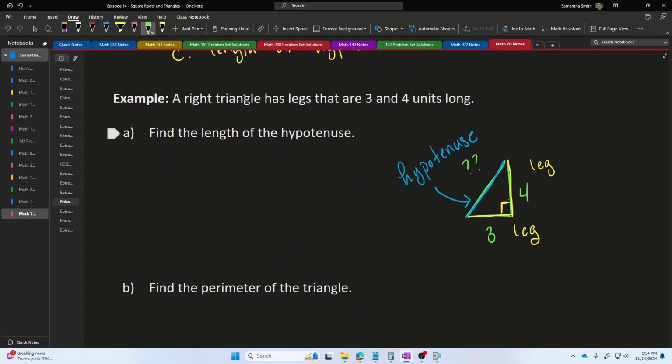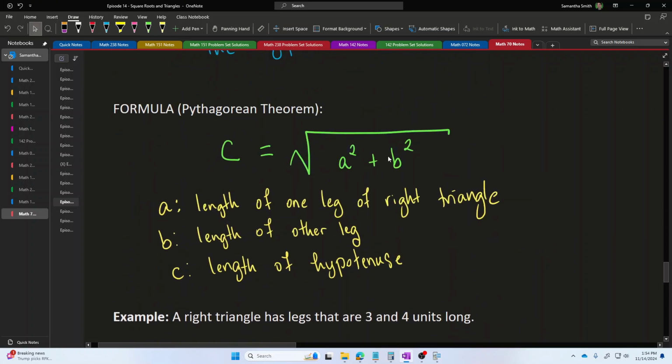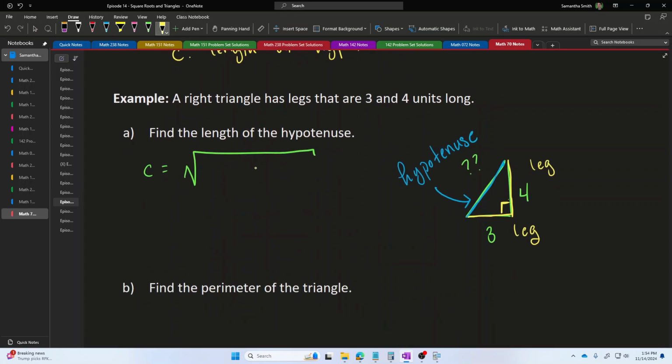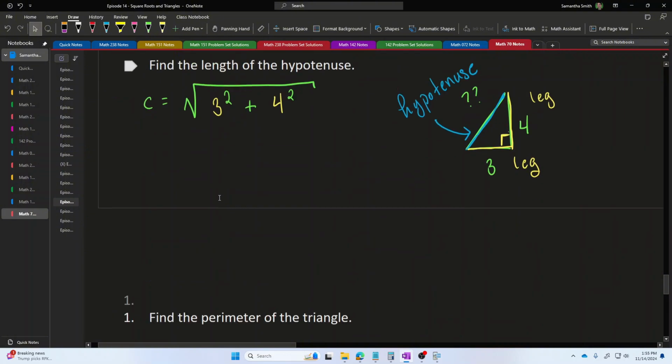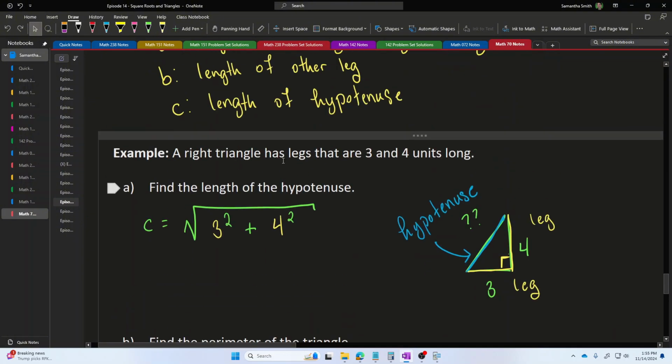So I would need to find the square root of the first leg squared. In my case, take 3 and square it. And then I would need to find the length of the second leg and square it. Then I would need to add those results together, and after all of that is done, I would need to take the square root of the result, moving from the inside of this expression to the outside of the expression.